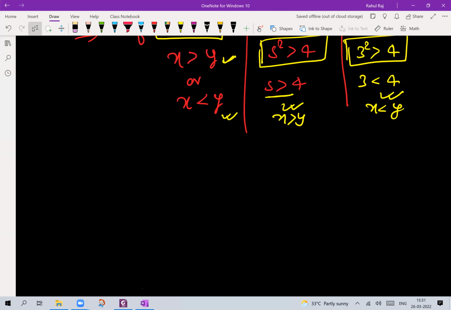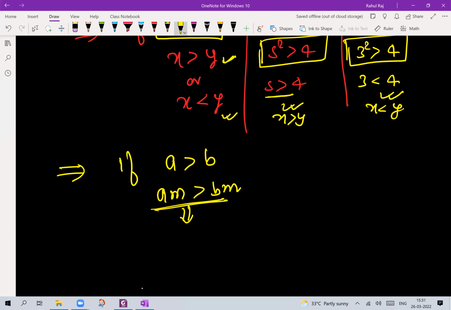Now one last concept of inequalities, because too much of theory has happened. Without problems, class is very boring. I understand. It's the last one. So imagine if A is greater than B. Can I say AM is greater than BM? We cannot say this until we are sure about the sign of M.